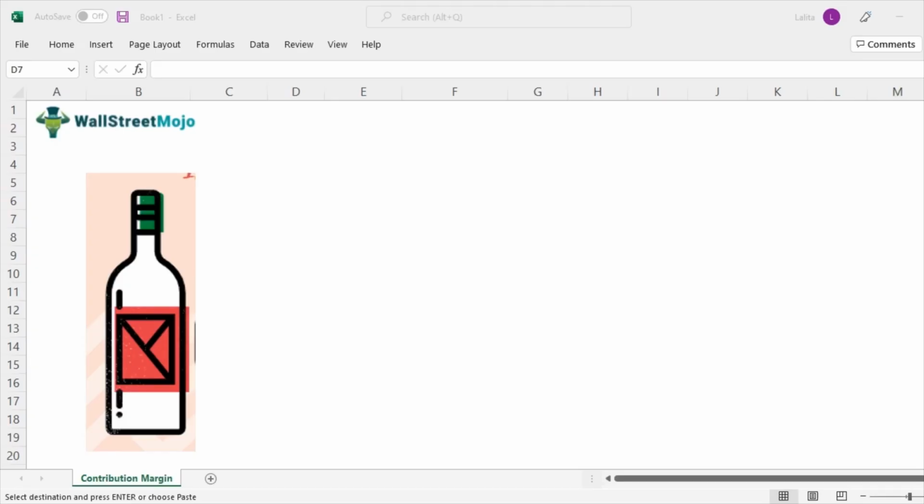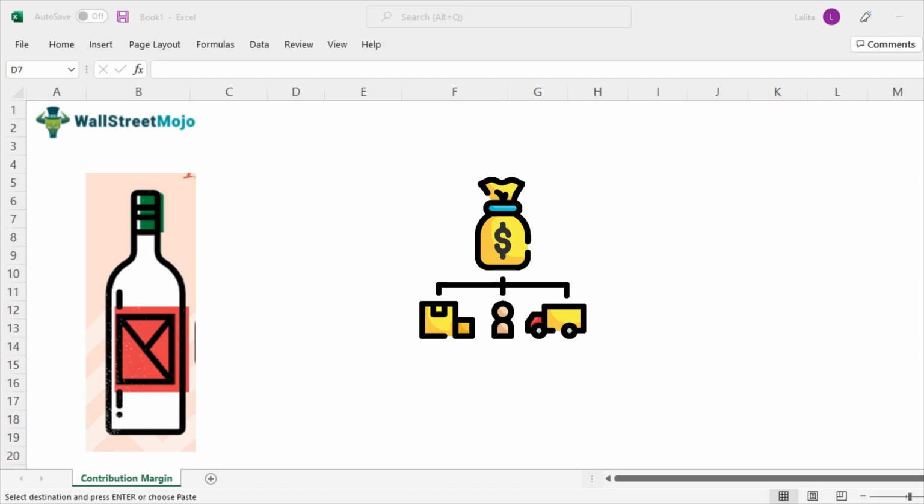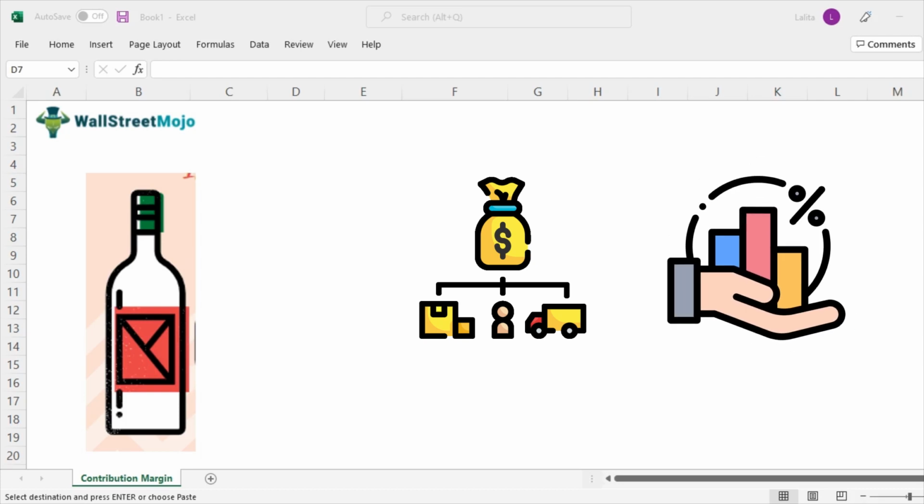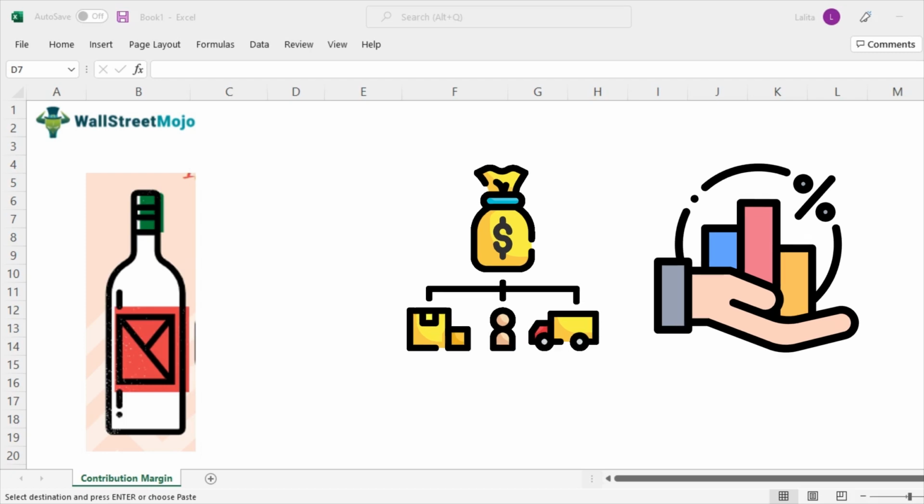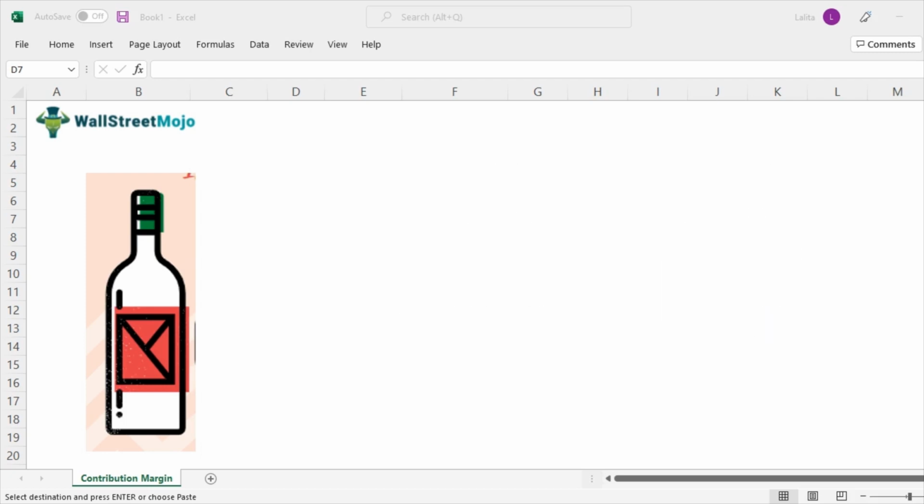So what is contribution margin? Contribution margin is basically an analysis technique that helps you understand the business and its cost structures and the volumes that you must sell so that you can break even or become profitable. So consider this as an example. Let's say you want to start a glass bottle company and you want to sell the glass bottles to other players. So how much volume should you sell so that you can become profitable? This kind of analysis can be done using contribution margin. So let's take this example of glass bottle and see how contribution margin works.